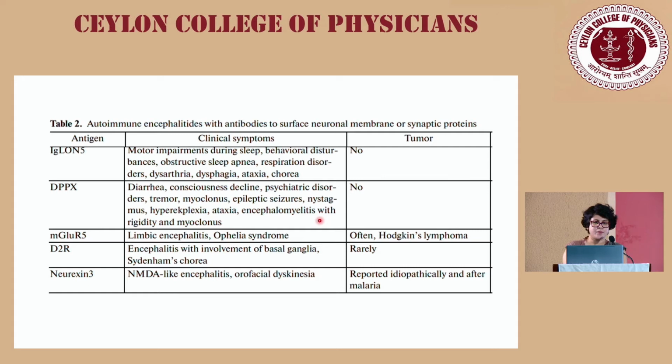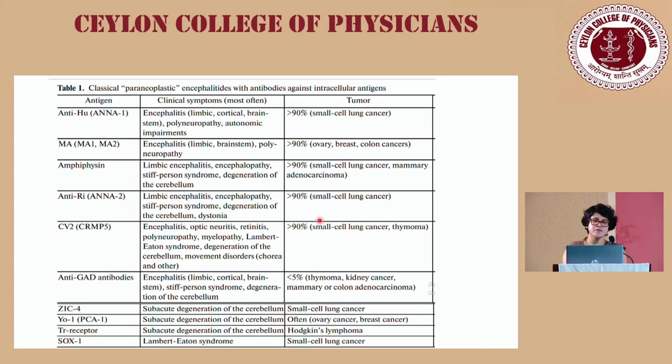IGLON5, dipeptidyl peptidase 6, all have these set of classical phenotypes, but if the patient comes up with this classical scenario, it's easy to target the antibody profile. But most of the time patients present haphazardly, where we have to use high clinical suspicion to arrive at a diagnosis. This highlights the paraneoplastic entities with NTHU, MA, ampifycin.